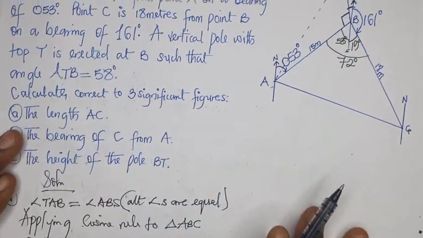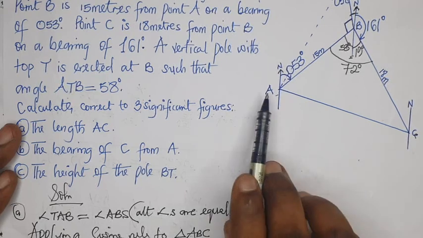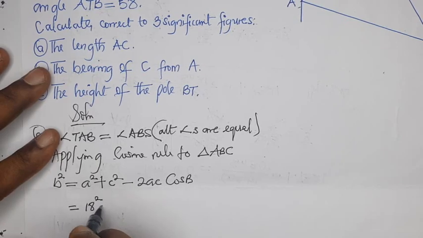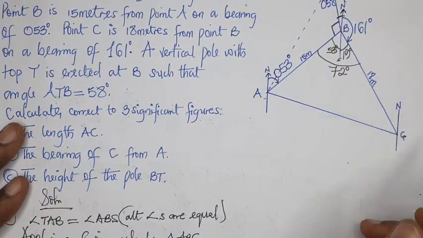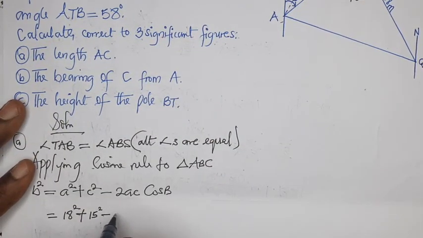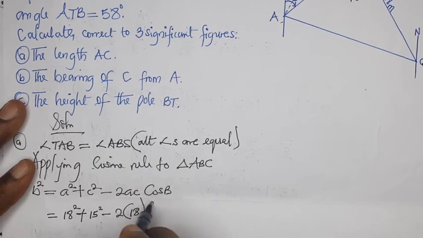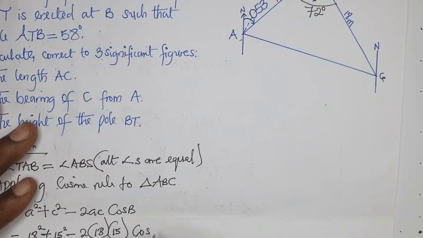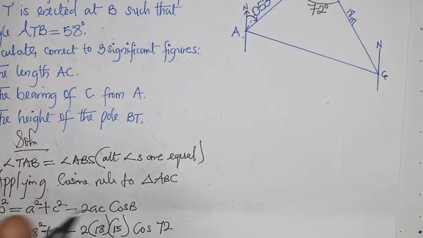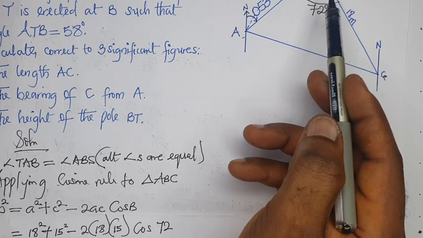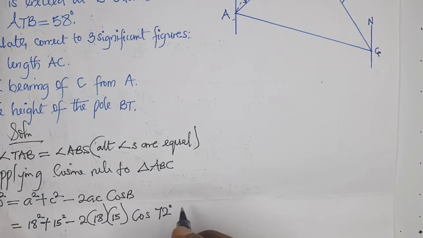Now, if you go back to the diagram, you will notice that our a is 18 meters, so a squared is 18 squared, plus, what's our c squared? From the diagram, c is 15, so 15 squared, minus 2 times 18 times 15 times cosine of B. Our angle B is 72 degrees because we already found that when we added 53 and 19, we ended up with 72. So it's cosine 72 degrees.